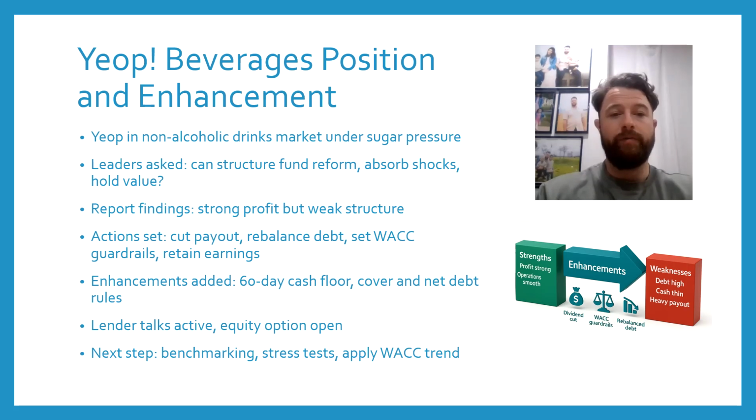In my previous report, I found strong profit and weak structure. Debt high, cash thin, and payout heavy. I set 3 moves: cut payout, rebalance debt, set WACC guardrails, and retain earnings to lift cash. I also set a cash floor of 60 days and clear board rules on cover and net debt. I kept lender talks open and kept equity on the table. Today I add benchmarking, stress tests, and apply WACC trend to screens.